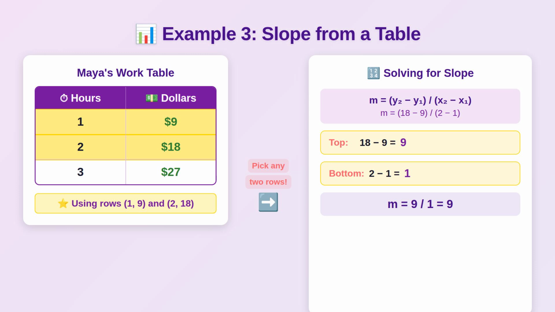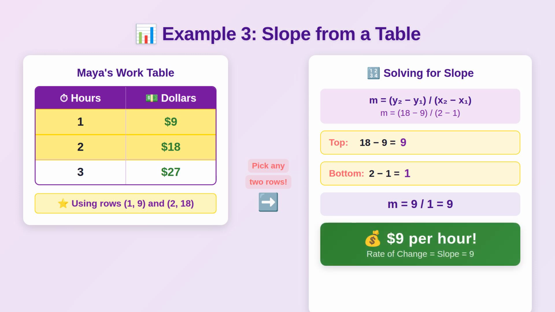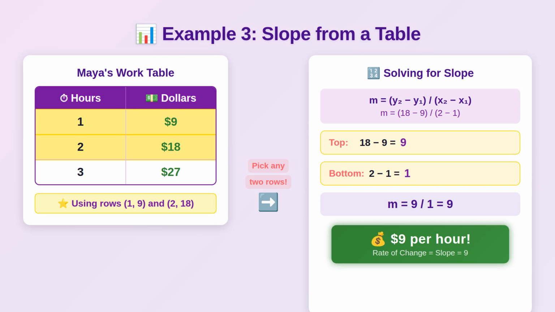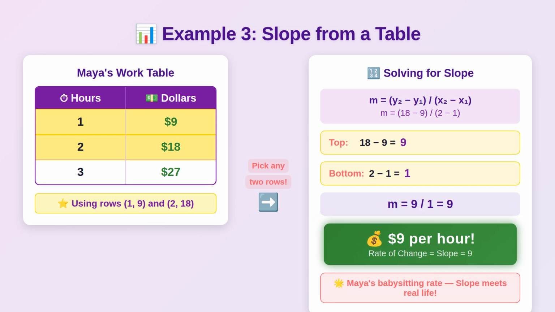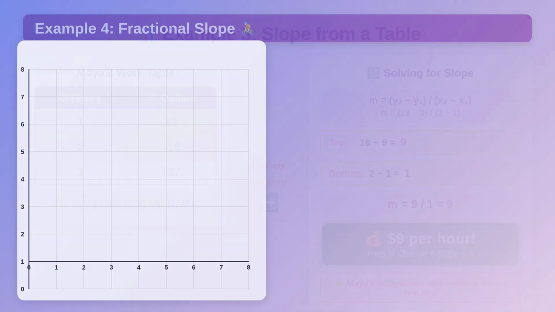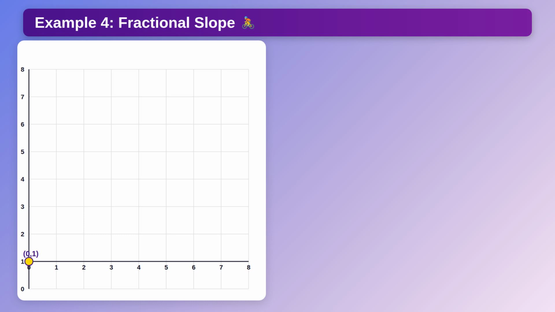Plug in. m equals 18 minus 9 over 2 minus 1. Top, 18 minus 9 equals 9. Bottom, 2 minus 1 equals 1. So m equals 9 over 1, which equals 9. The rate of change is $9 per hour. Maya realizes that's her babysitting rate. Slope and real life connected.